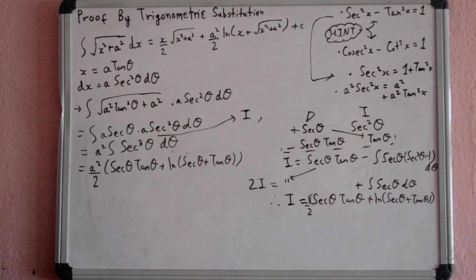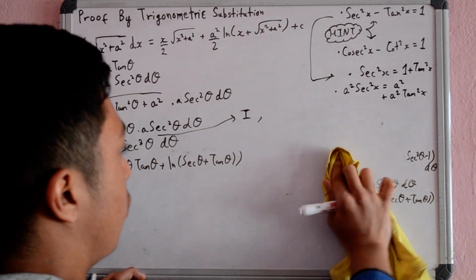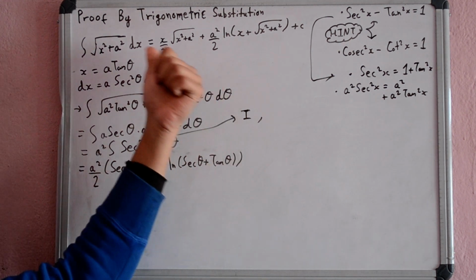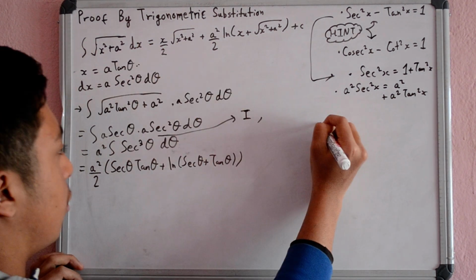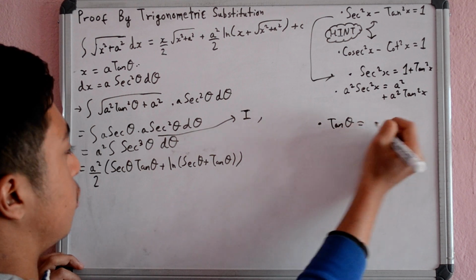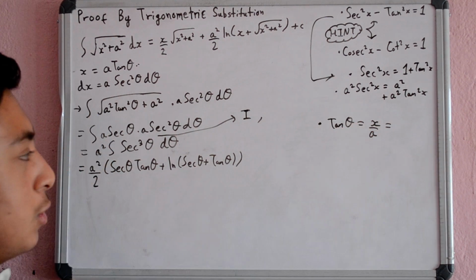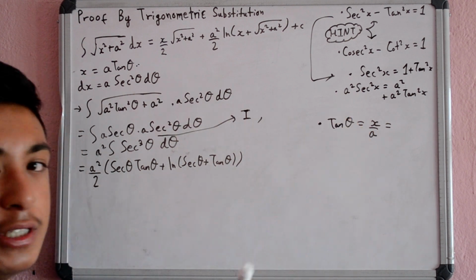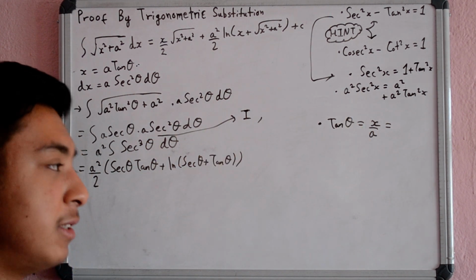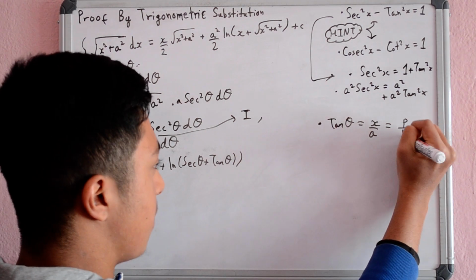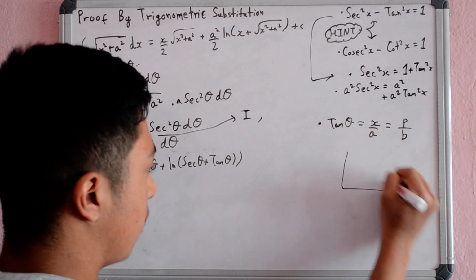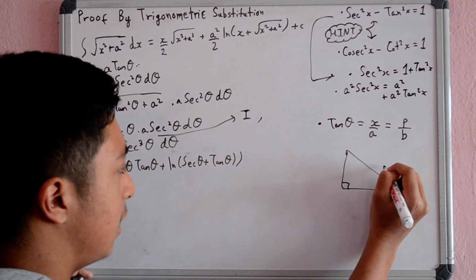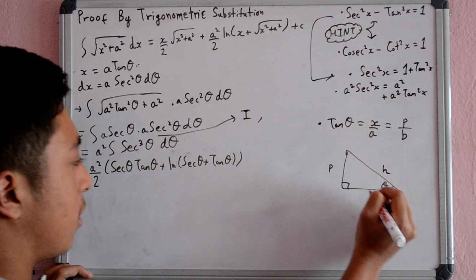Now we need to move on to geometry, the right angle triangle. So from here we know that tan theta equals x by a. So in terms of the Pythagorean theorem, or just simply in terms of perpendicular, base and height, this is perpendicular by base. So draw a right angle triangle. This is theta, let's say this is the right angle, this will be hypotenuse, this is perpendicular, this is base.